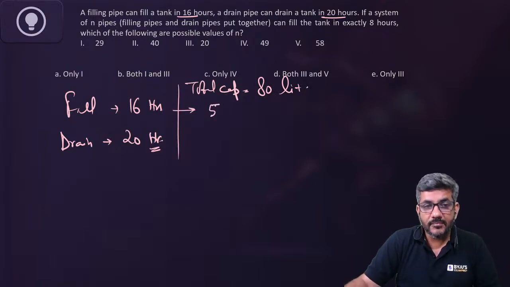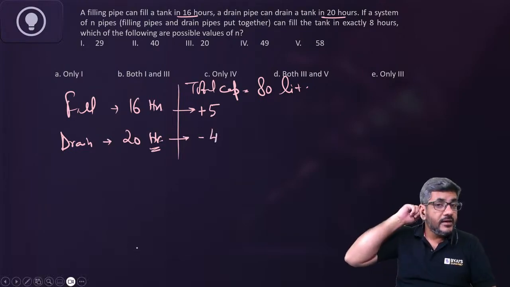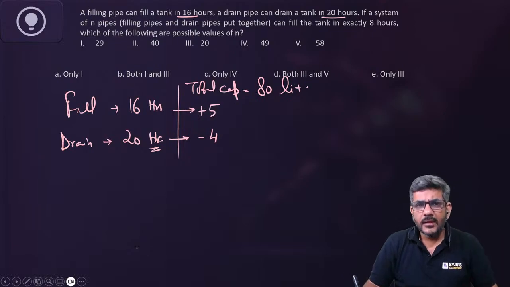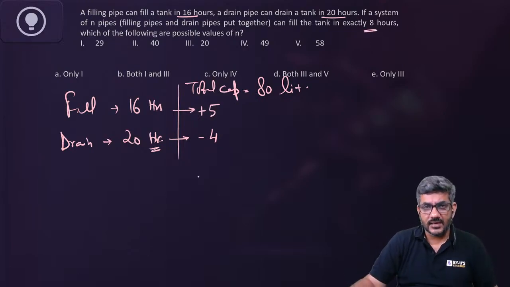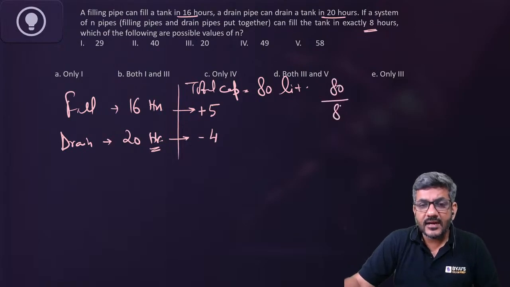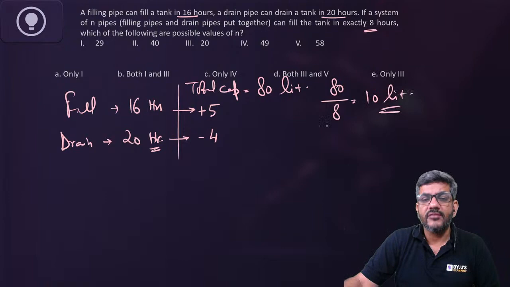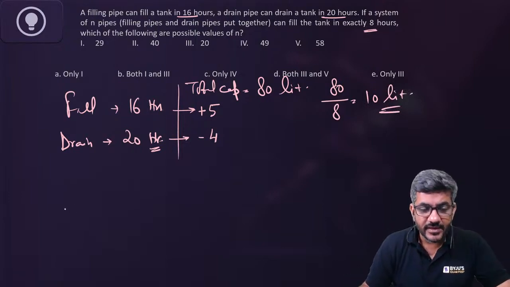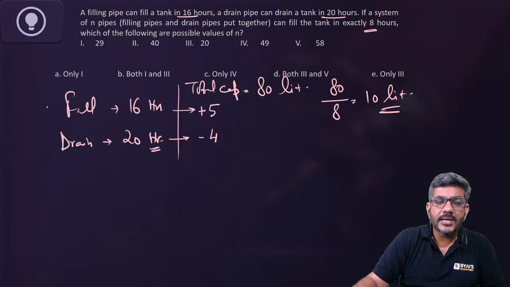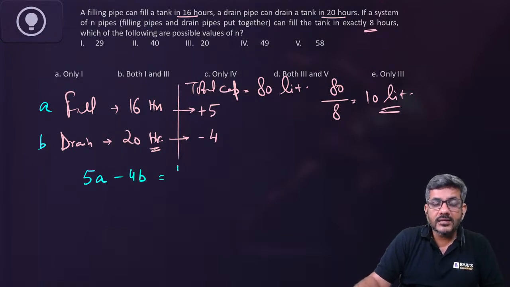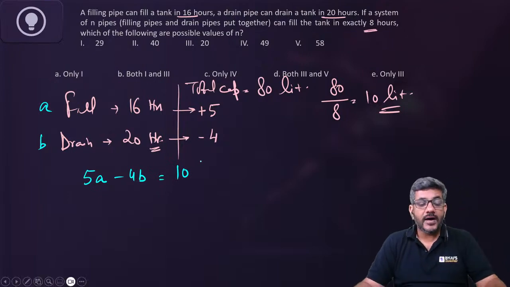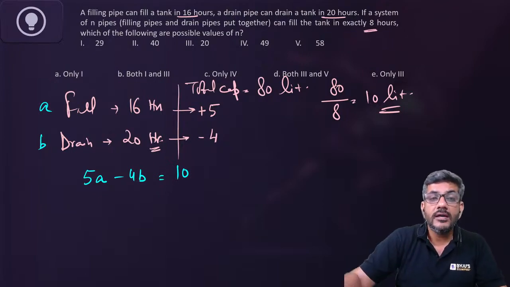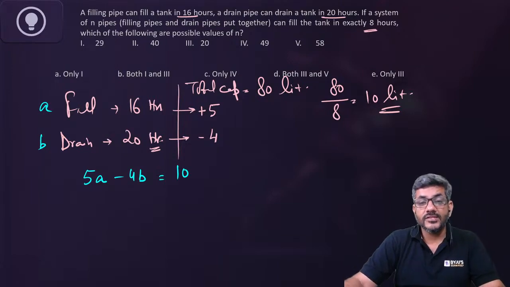The filling pipe is filling 5 liters every hour. The draining pipe is taking out 4 liters every hour. He says there are a total of n pipes working, filling it in exactly 8 hours. If you fill 80 liters in 8 hours, that means every hour 10 liters is being filled. Now let us say A pipes are filling pipes, B pipes are draining pipes. So A pipes will fill 5A, B pipes will drain out 4B, and ultimately I need 10 every hour. So 5A minus 4B, I am looking for 10.